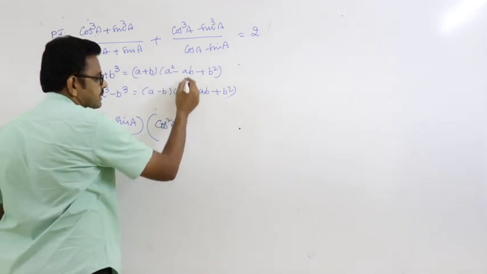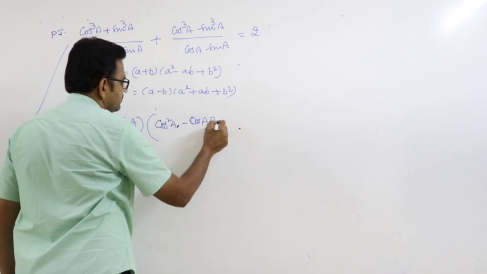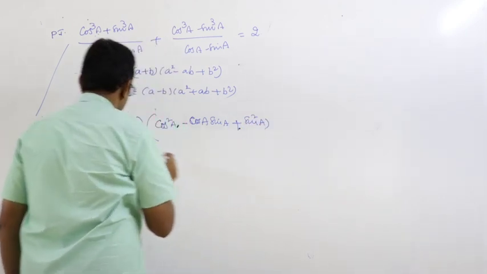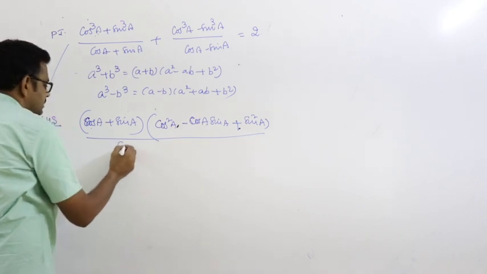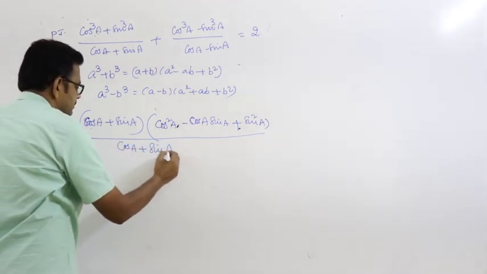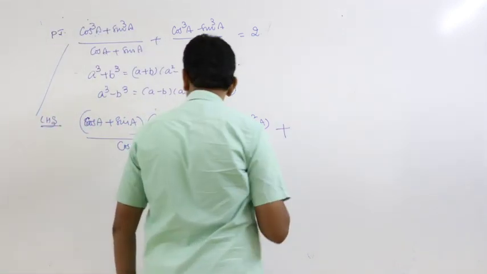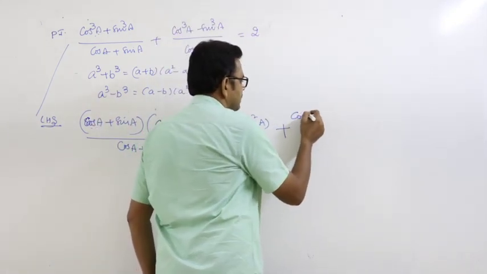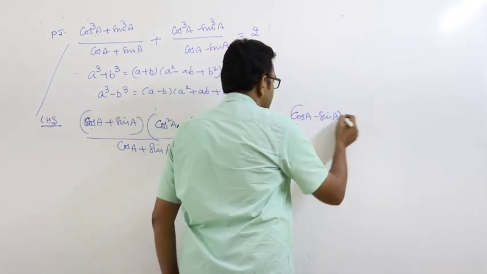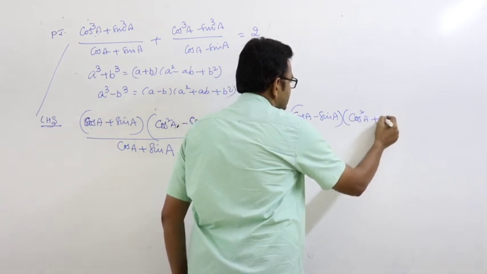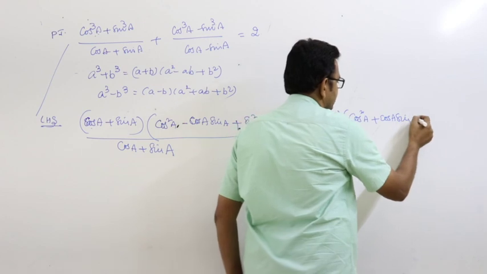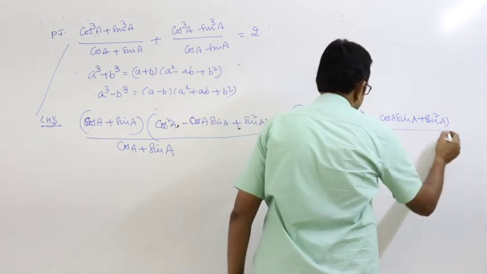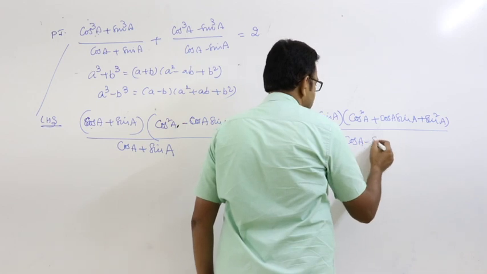Cos square A minus AB, cos A into sin A plus B square, where B is sin A, this is sin square A, by this is cos A plus sin A. Next to plus, this is A cube minus B cube formed, A minus B into, where A is cos A, so this is cos A minus sin A into A square plus AB, cos A into sin A plus B square, plus sin square A by this is cos A minus sin A.